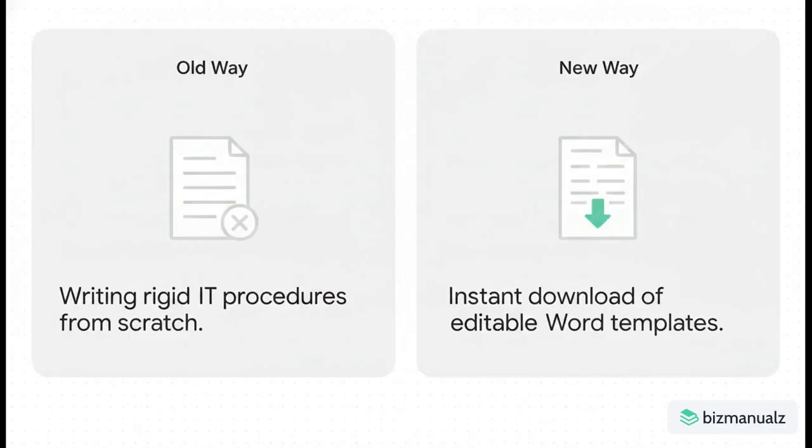Let's talk about how this product actively saves you time. We've all been there with the old way. Just staring at a blank screen, trying to write rigid IT procedures from scratch, or maybe wrestling with a locked, uneditable PDF someone emailed you. The ITAM 101 approach is completely different. What you receive is an instant download of fully editable, highly customizable Microsoft Word templates. This means you can immediately open the document, drop in your company's name, tweak the specific requirements to perfectly match your unique infrastructure, and deploy it. It is entirely designed to be shaped to your business, totally removing all that friction from the drafting process.